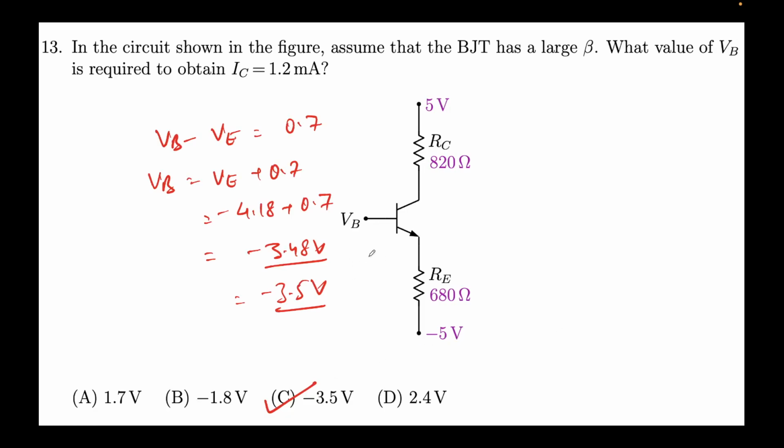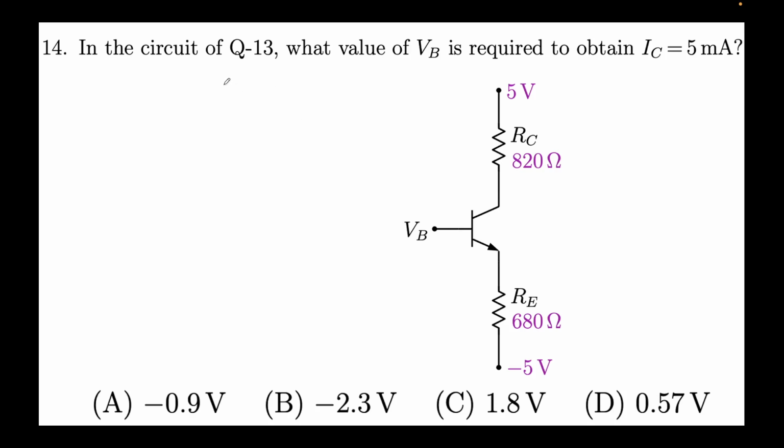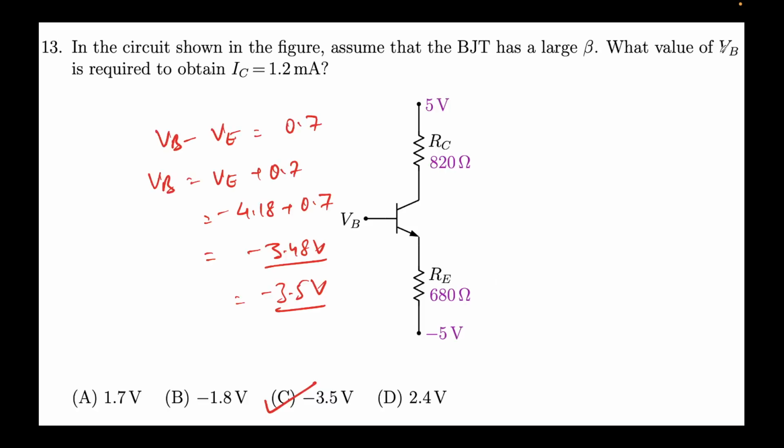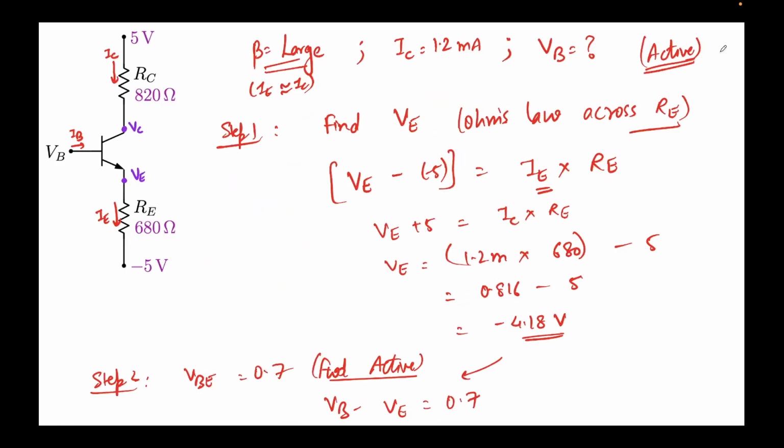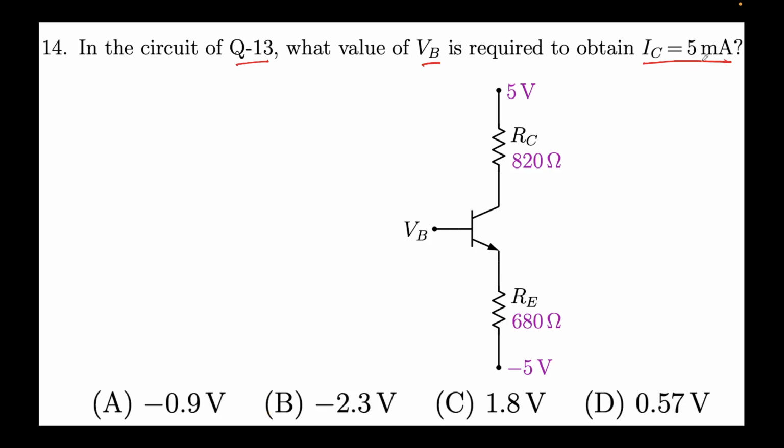We had obtained the value of VB, right? So the next question asks, in the circuit of question 13, what value of VB is required to obtain IC equal to 5 milliamps? So now the problem has changed. Remember, here IC was 1.2 milliamps, and now we want IC as 5 milliamps.